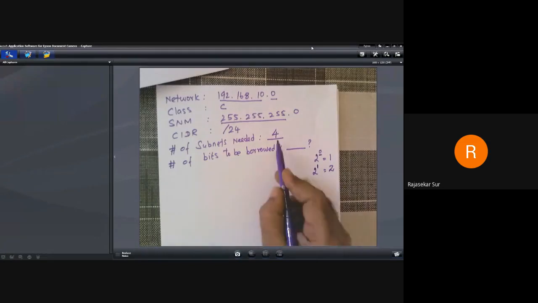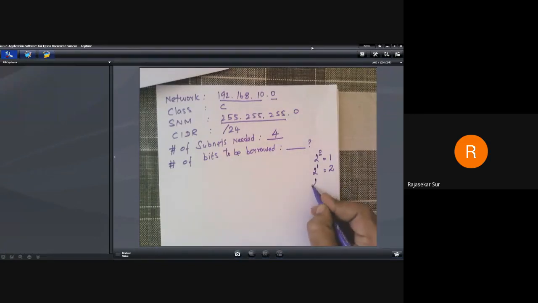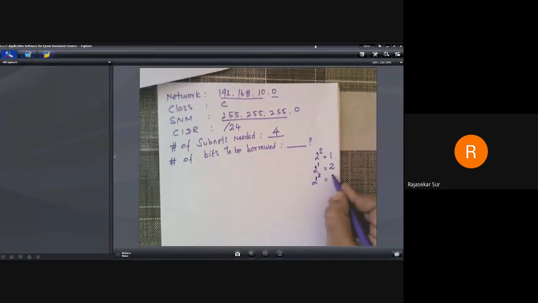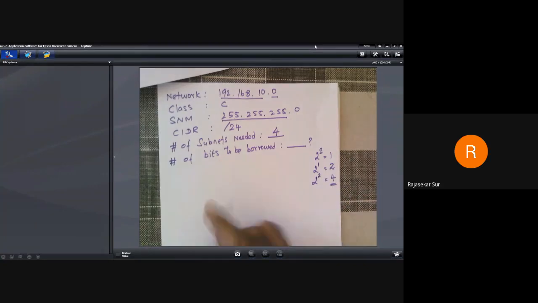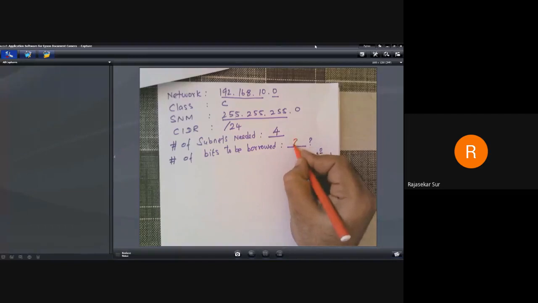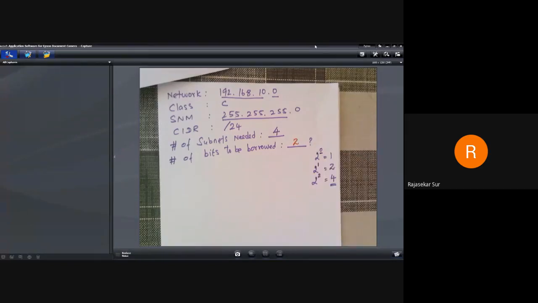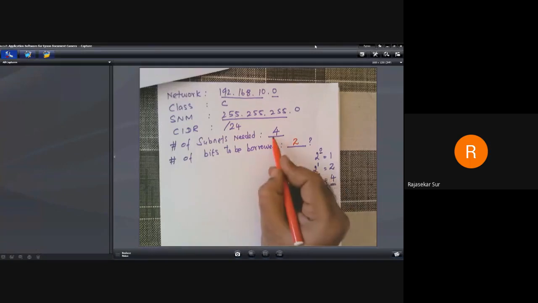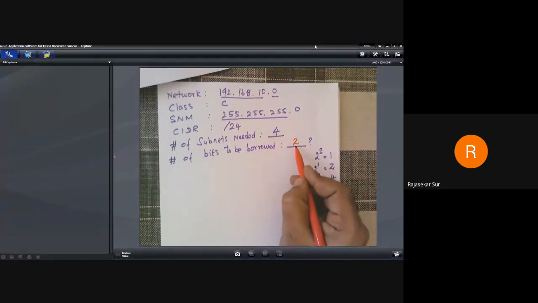But in this case, I need 4. So next one, 2 to the power of 2. If you borrow 2 bits, you can have 4 subnets. So in this case, how many bits have to be borrowed? We have to borrow 2 bits. If we borrow 2 bits, we can have 4 subnets, because we need 4 subnets. So I'm going to decide 2 bits should be borrowed.